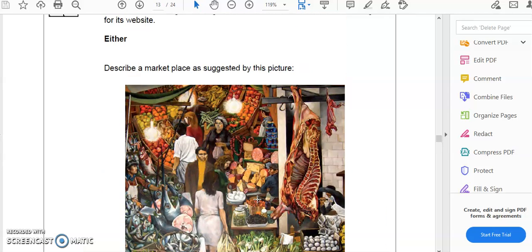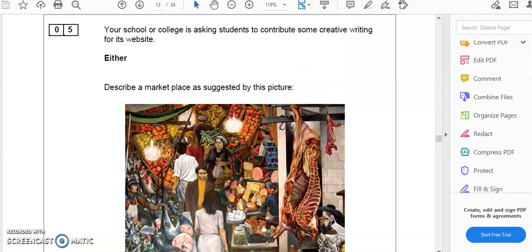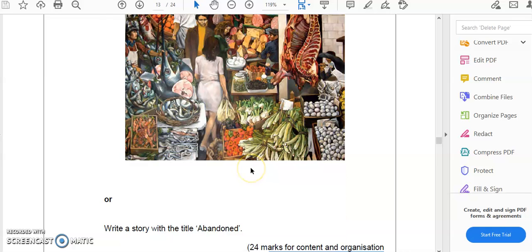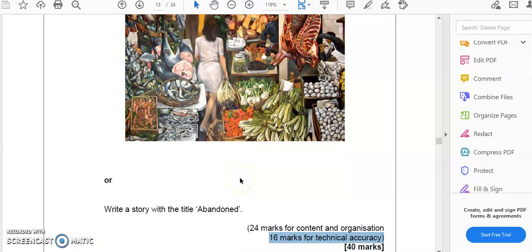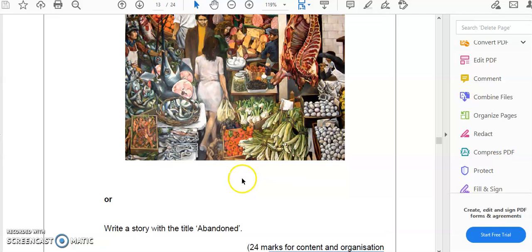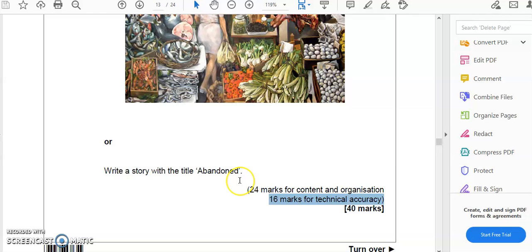Okay? So what you're going to do here is you are either going to write a description or you're going to write a story. This is a fairly standard setup for this exam. Usually it is a choice between writing a description or writing a story, and it is very much the case here. So don't forget that if you're writing the story, you are certainly not expected to write a complete story.